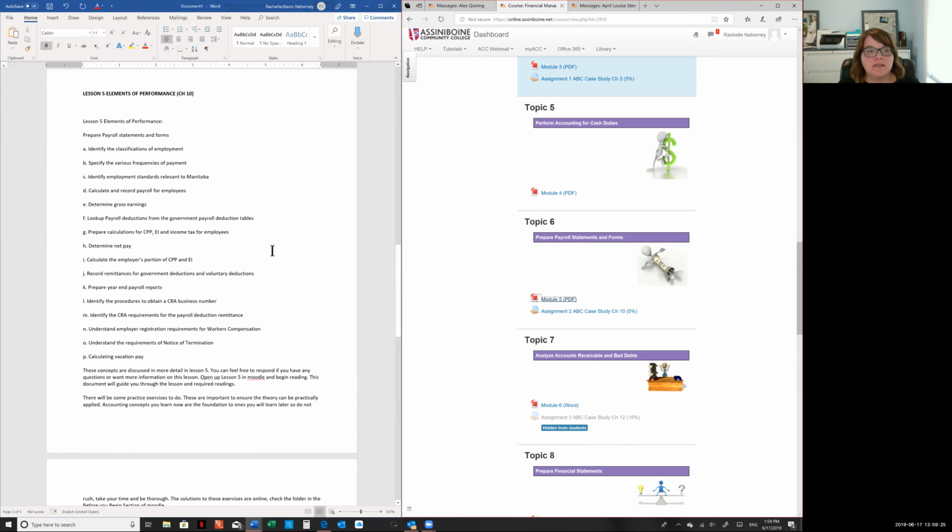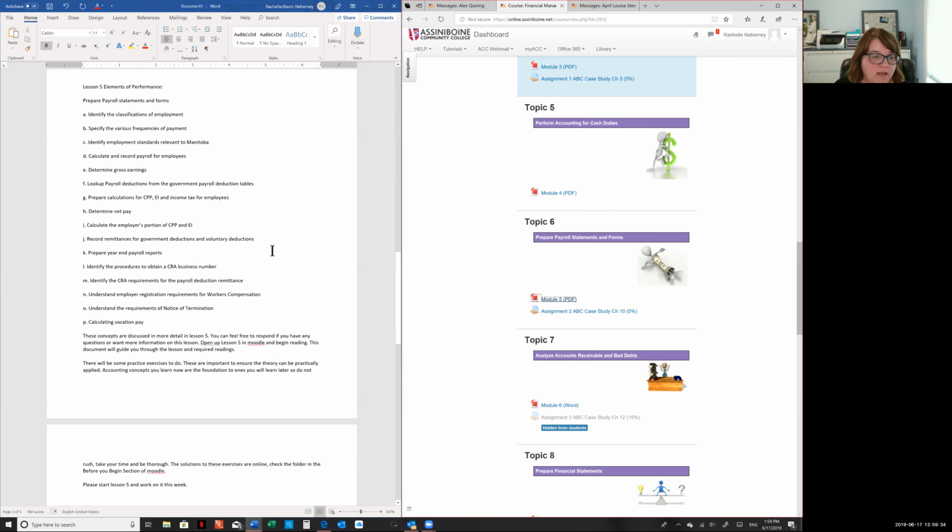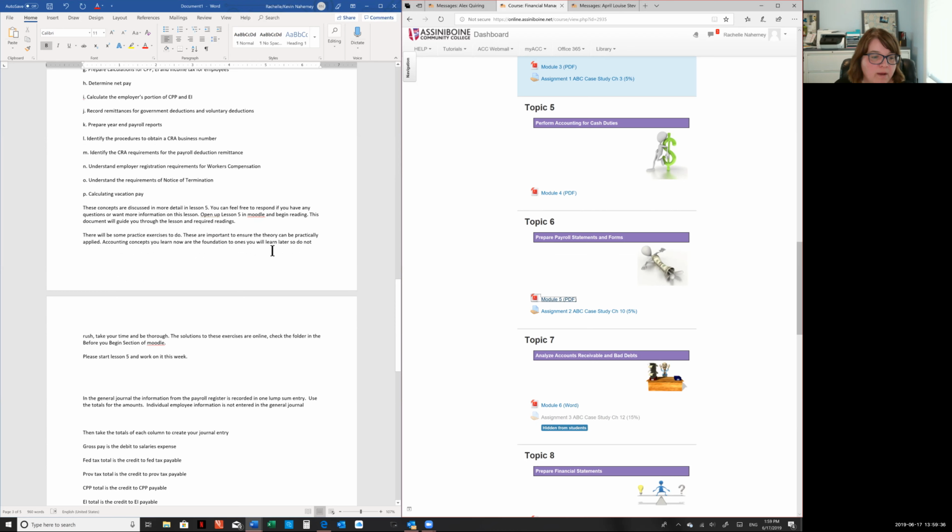So here you'll see this lesson 5 elements of performance that I have on the left. That's going to be posted in a separate post on Moodle. It's also found within your lessons and the course outline. Basically everything you need to know. And then do the practice exercises and check your work. The CPP and EI rates will be given in the questions, and then you can compare it to the solutions.